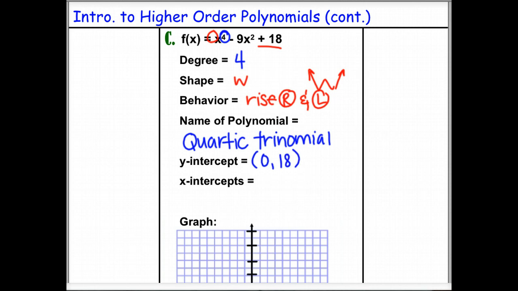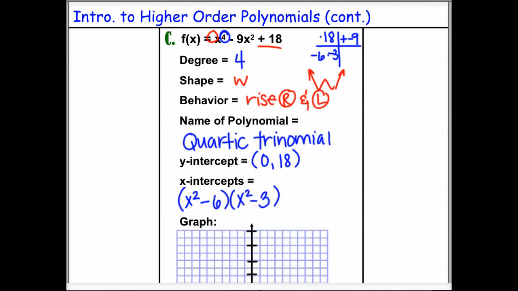And my x-intercepts, I need to factor this. I look at it and say, I know that I'm going to have an x squared and an x squared, and I need 2 numbers that multiply to 18 and add to -9. And I know that they both need to be negative, and I think -6 times -3, because -6 times -3 is -9. So I have -6 and -3.